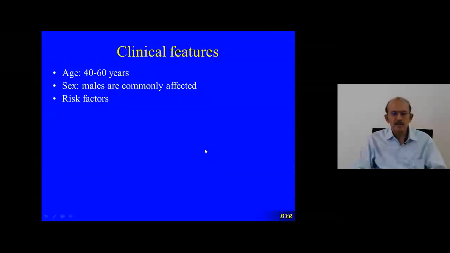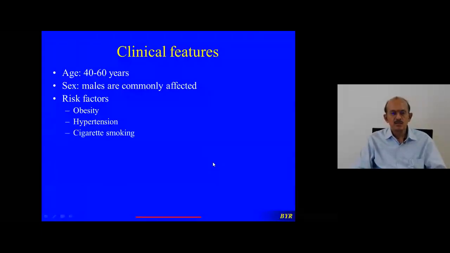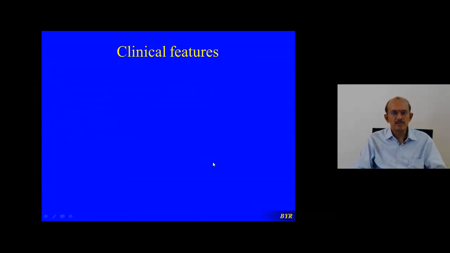Risk factors: obesity, hypertension, cigarette smoking. These are the risk factors for developing carcinoma of the kidney. Presentation: painless lump in the loin, either right or left loin. Hematuria.